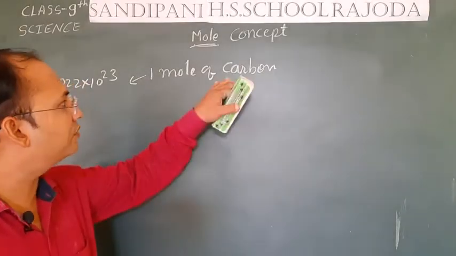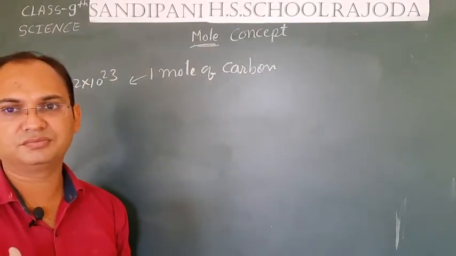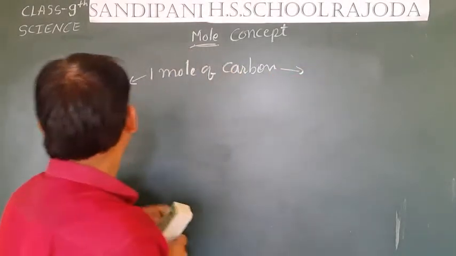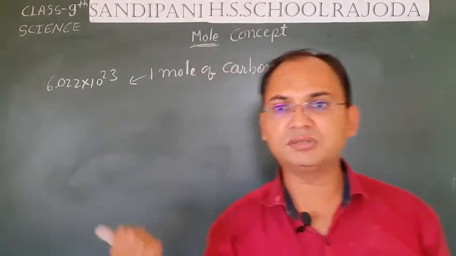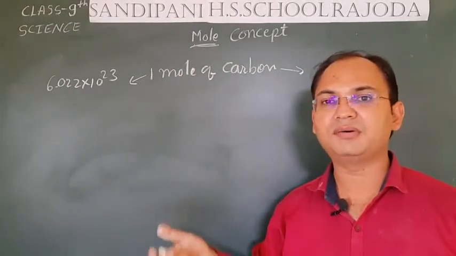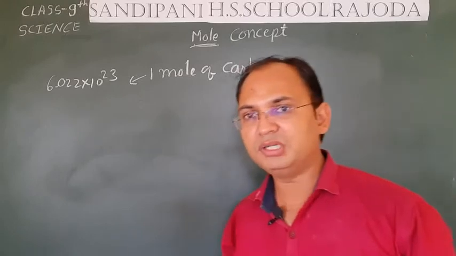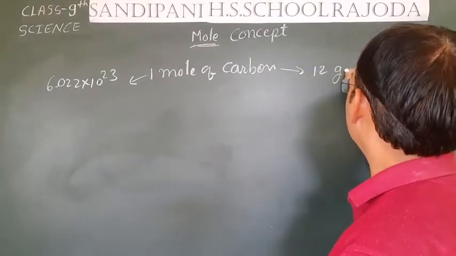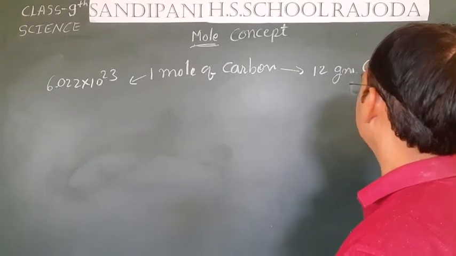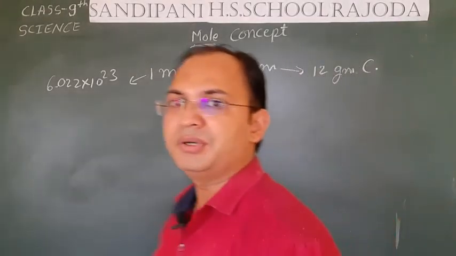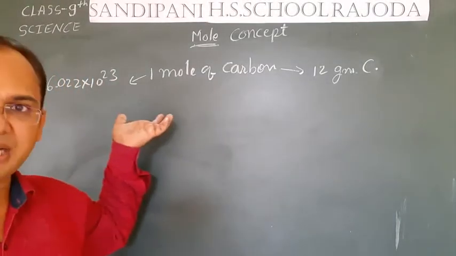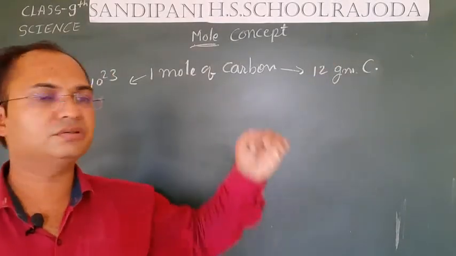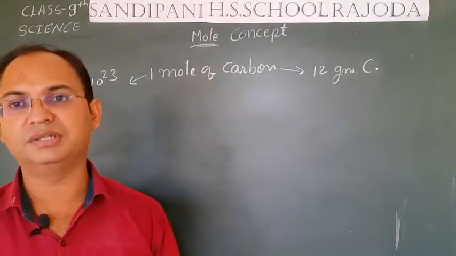Now, the atomic mass of carbon is 12. So, the total weight of the 6.022 into 10 to the power 23 atoms will be equal to 12 gram of carbon. Because this number of atoms will have some mass, and that mass will be equal to 12 gram, because its atomic mass is 12 unit.